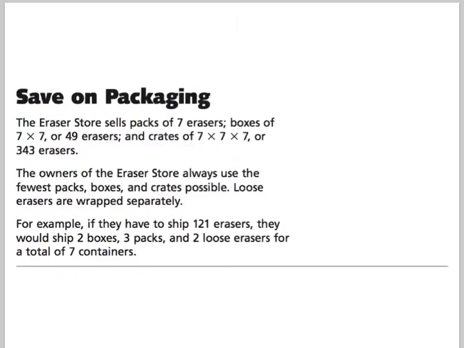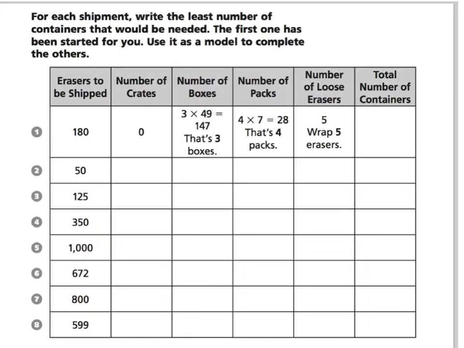Loose erasers are wrapped separately. For example, if they have to ship 121 erasers, they would ship 2 boxes, 3 packs, and 2 loose erasers for a total of 7 containers. So using the information from above, I need to figure out how to fill in this chart.